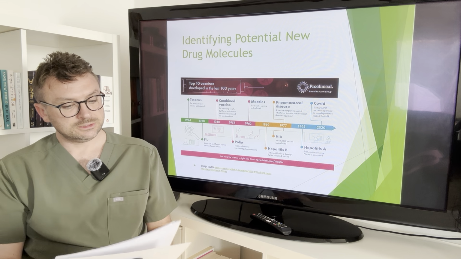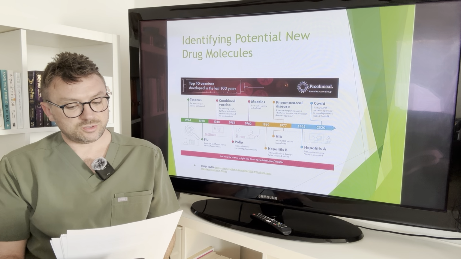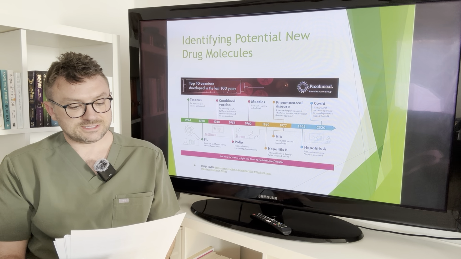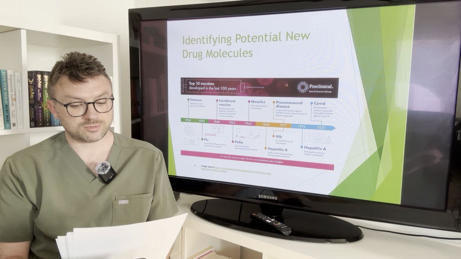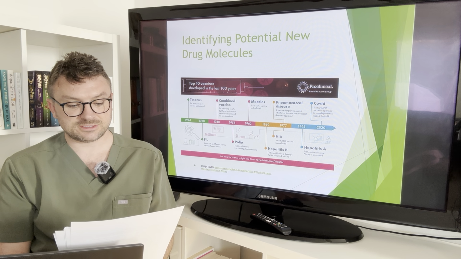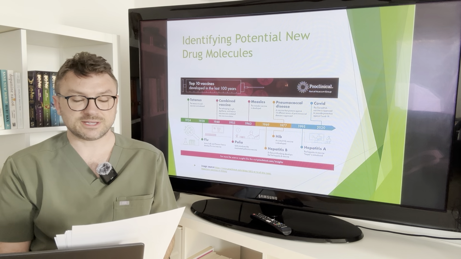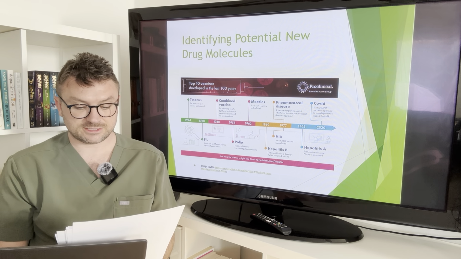Now move on. The discovery of new medicines begins with identifying molecules that may influence a disease process. Historically, many medicines were discovered by chance. However, modern pharmaceutical research uses systematic approaches to identify promising drug candidates.